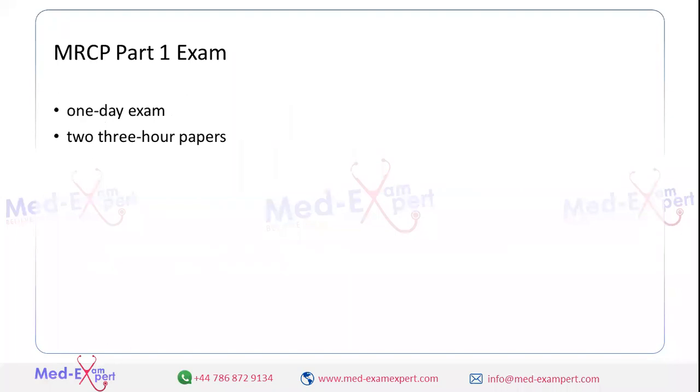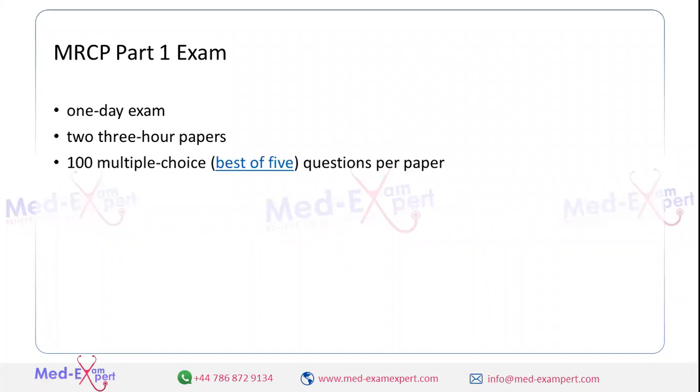The structure of the part 1 exam is a 1-day exam. You finish the exam in 1 day, and it's a 3-hour paper. You have a 3-hour paper in the morning, followed by a gap, and another 3-hour session in the afternoon. Each 3-hour session consists of 100 questions in a best-of-5 format, and there are no images.